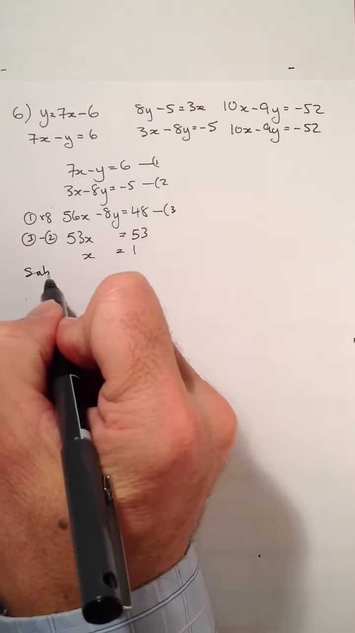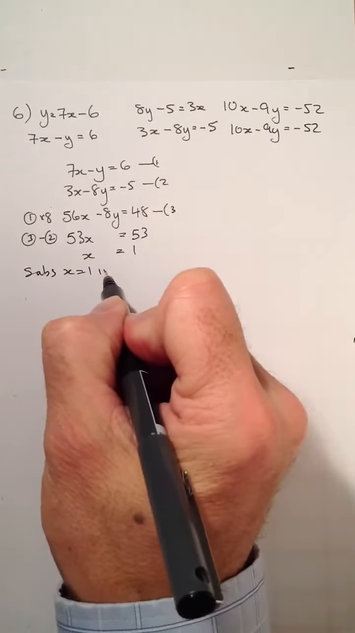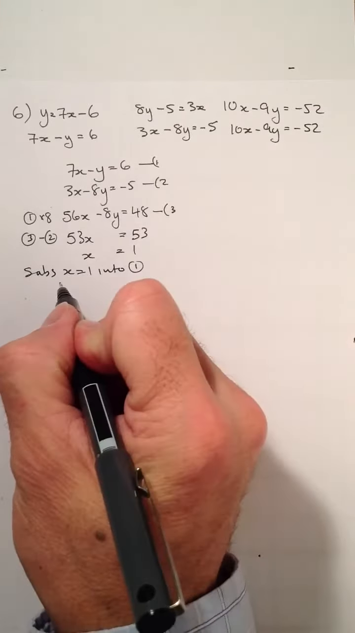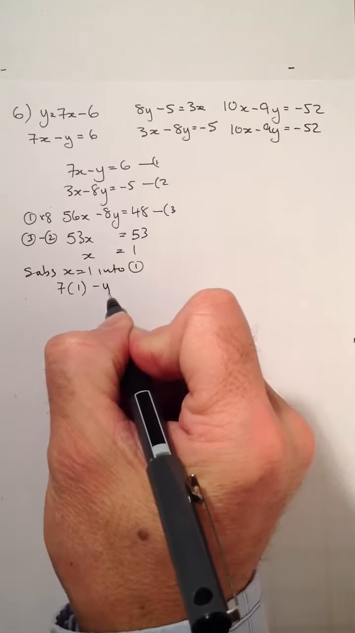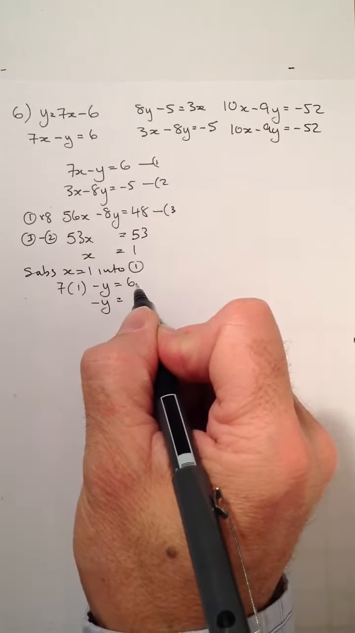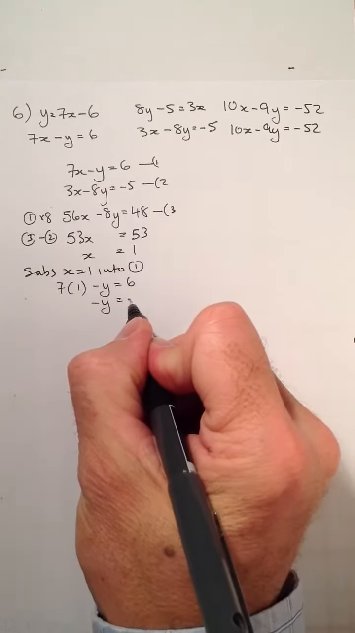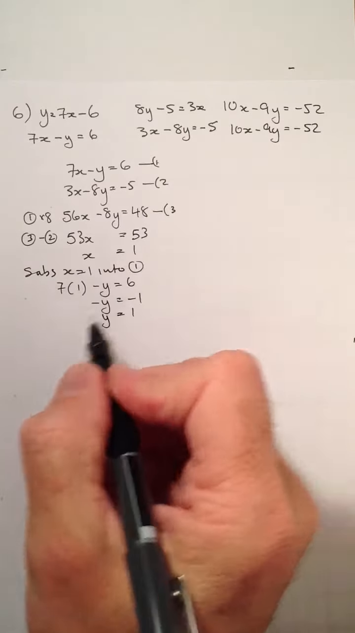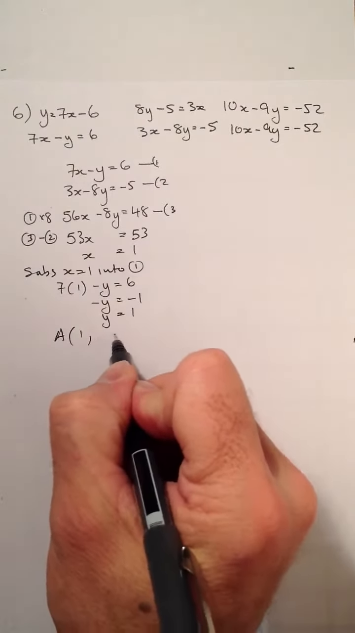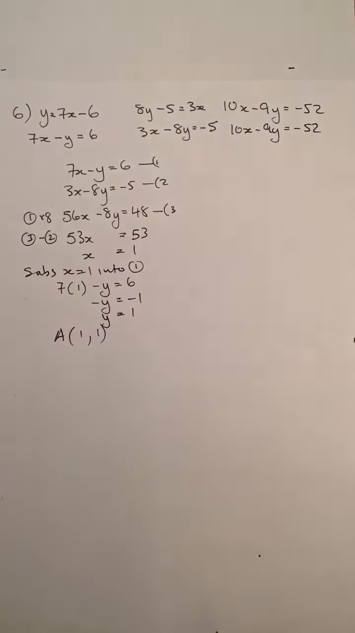I'll substitute x equals 1 into equation number 1, and from there I should get 7 times 1 minus y equals 6. So minus y is going to be equal to 6 take away 7, which will give me minus 1, so y equals 1. So if I call my first point A, I've got x value 1, y value 1.